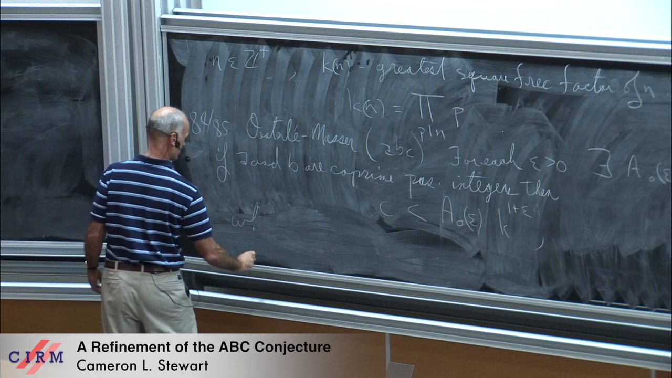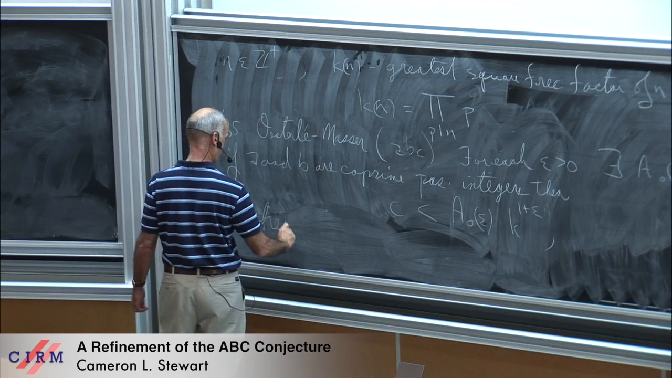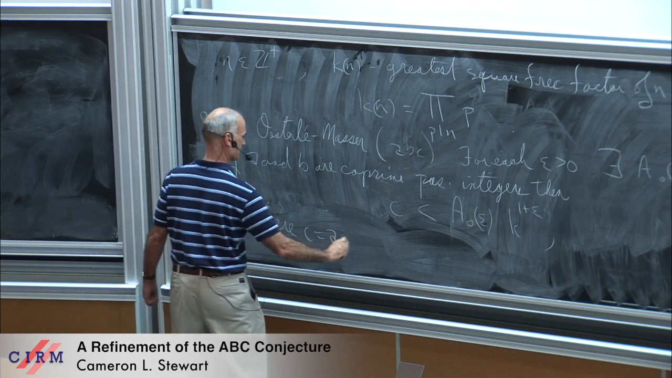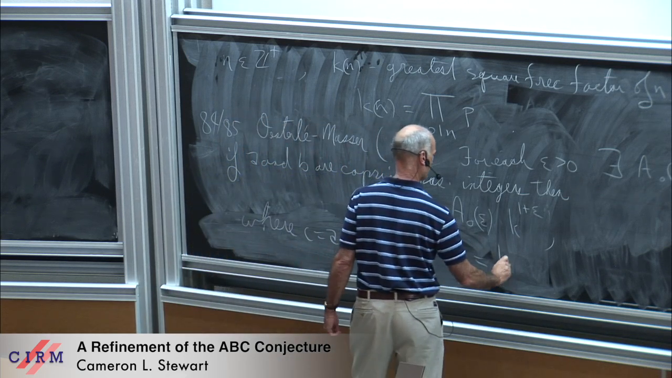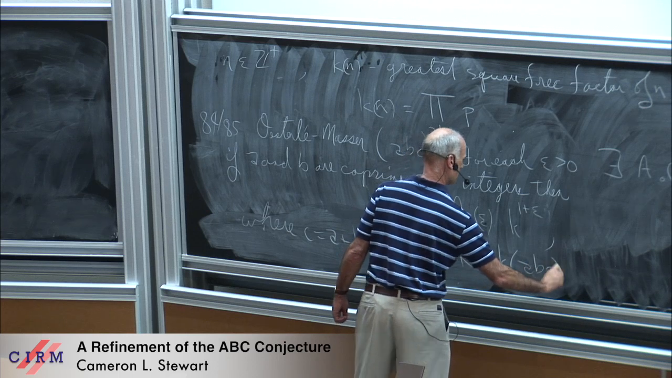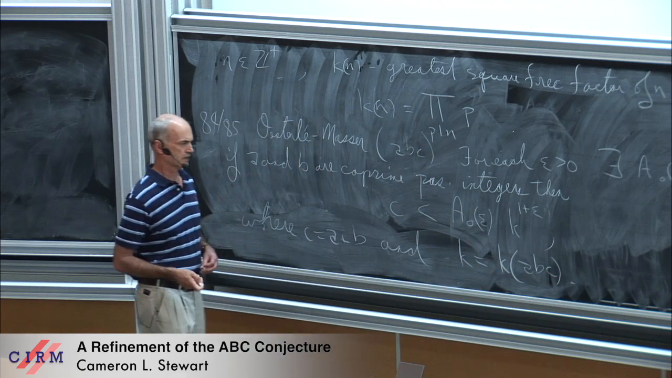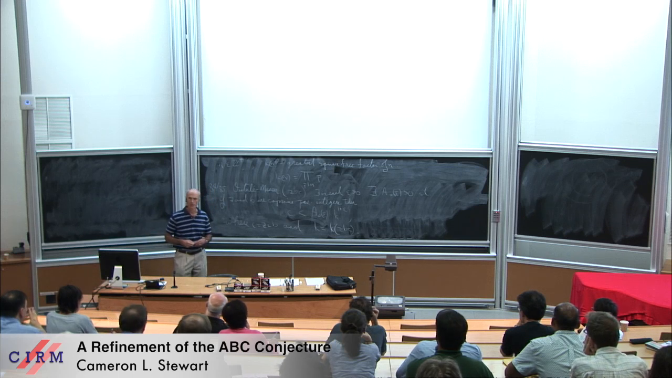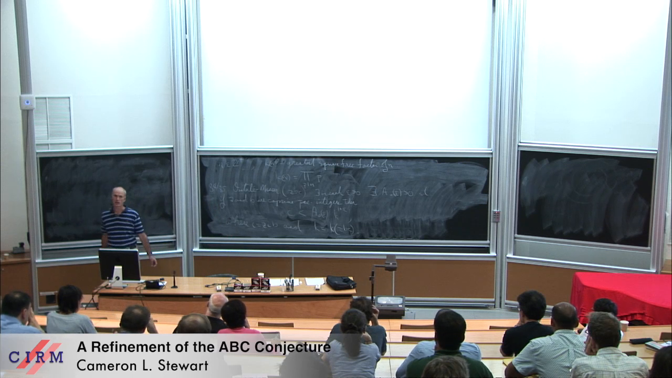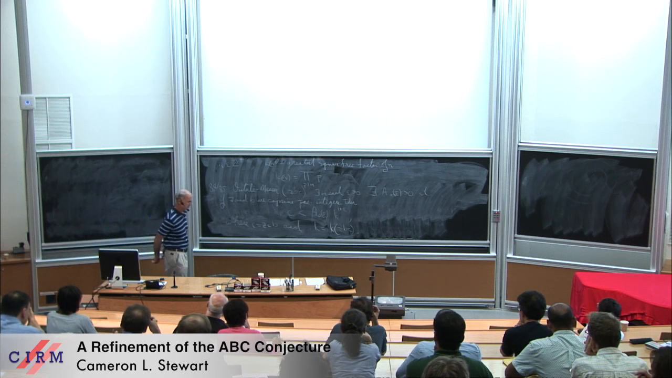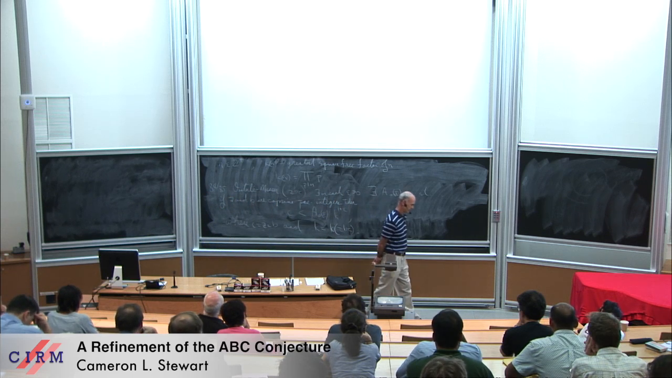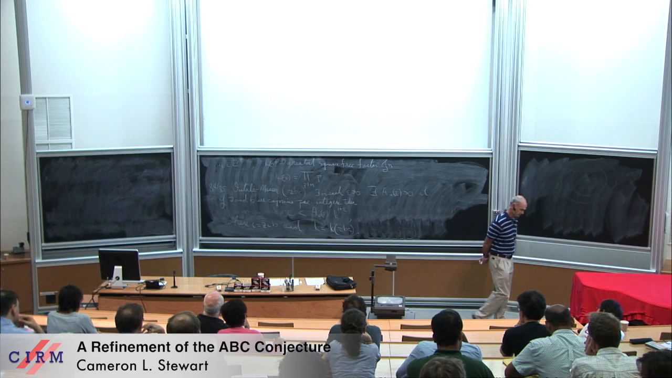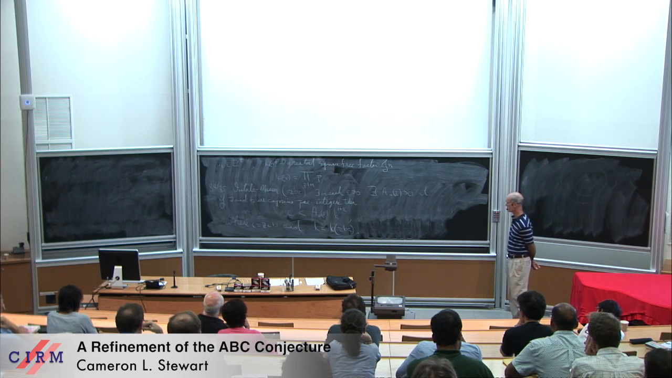where C is the sum A plus B, and k is just shorthand for the greatest square free factor of A times B times C. And of course, as we all know, this has incredibly profound consequences for the study of Diophantine equations and for a number of other arithmetical questions.